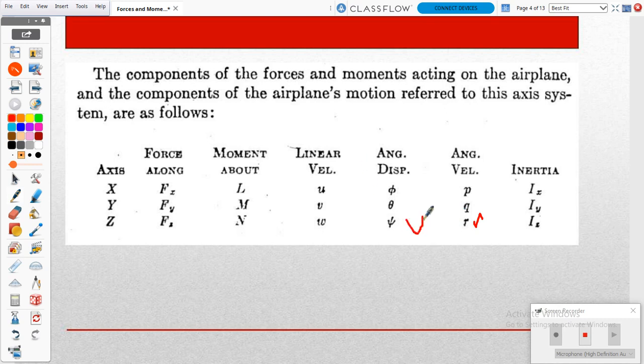Okay, like psi. Now you can see. Yes sir. Okay, thank you. So now we move to the next concept.